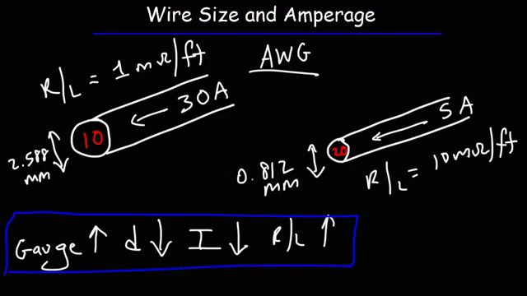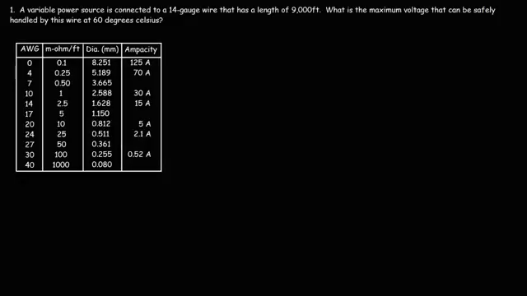So these are some things you want to keep in mind. As the gauge number increases, the diameter size decreases, the amount of current that it can handle decreases, but the resistance increases. So here we have a table that lists the wire gauge, the resistance per unit length, the diameter size, and the ampacity, or the maximum current that the wire can handle at 60 degrees Celsius.